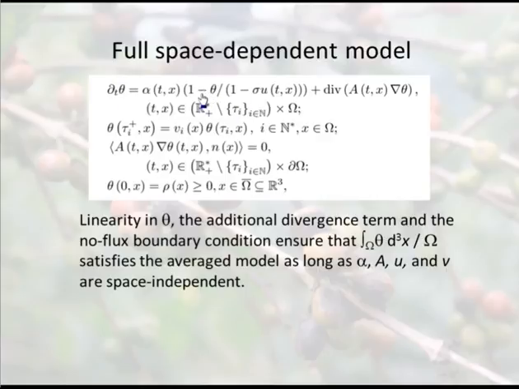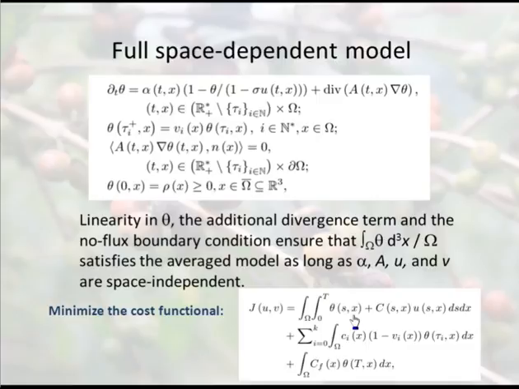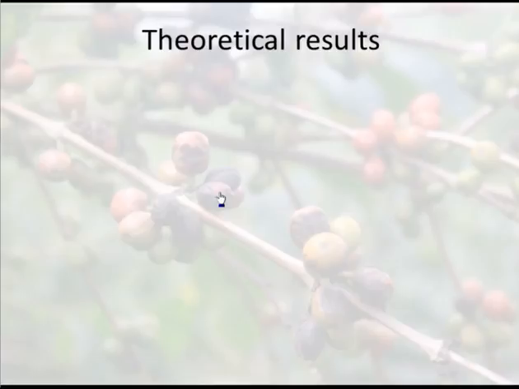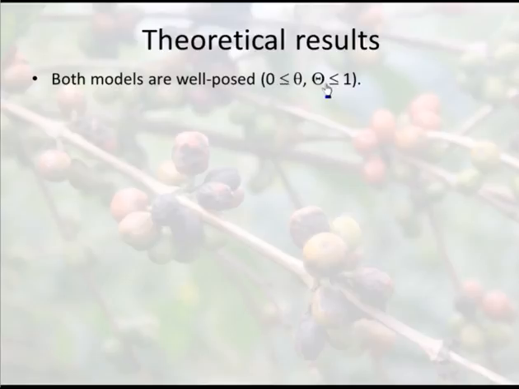So the averaged model is, in some cases, a special case of the full space-dependent model when coefficients are space independent. In this case, we also want to minimize the cost functional. In this case, we have similar costs, but now they're spatially dependent. Okay, so let's go to the theoretical results. Both the averaged model and the space-dependent model are well posed.